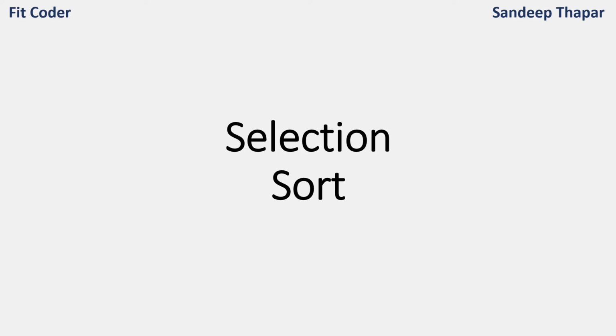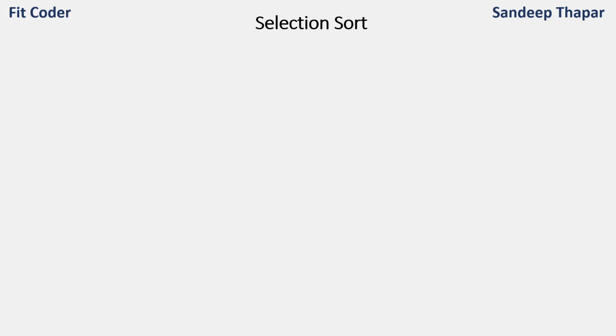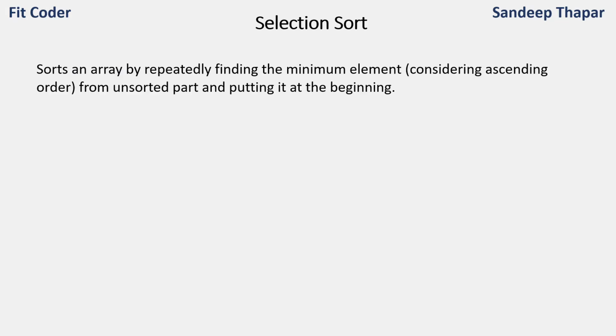Hi everyone, in this video we'll discuss selection sort. Selection sort is a sorting algorithm that sorts a list by repeatedly finding the minimum element from the unsorted part and putting it at the beginning. We are considering the ascending order here, so the smallest element will be at the first.